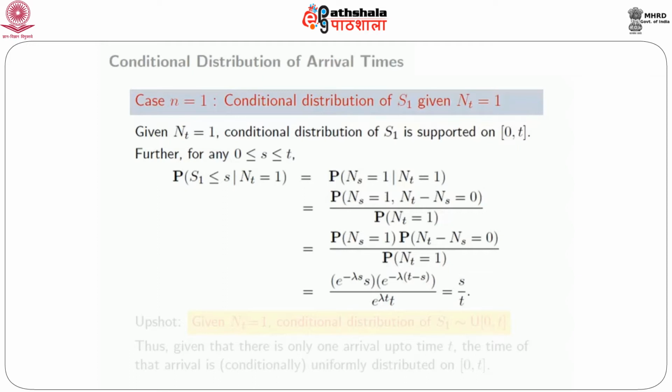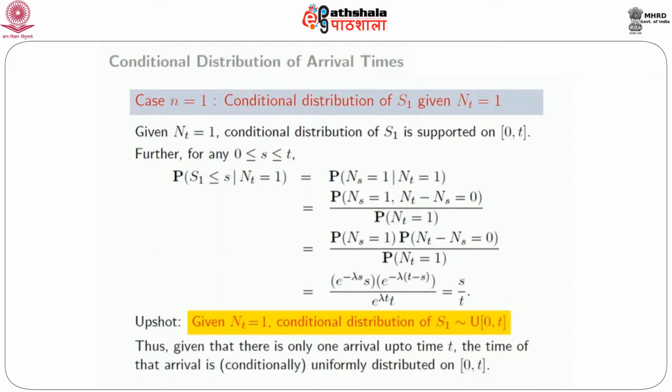So what's the upshot? What we have proved is, given N_t equal to 1, the conditional probability that S1 is less than or equal to s for any s less than or equal to t is given by s over t. So you can think of that as the conditional cumulative distribution function of S1 given N_t equal to 1, and that is s over t. Of course, that tells you that it is the cumulative distribution function of the uniform distribution on 0 to t, which therefore means that given N_t equal to 1, the conditional distribution of S1 is uniform on 0 to t. So given that there is exactly one event up to time t, the time of that arrival is uniformly distributed on 0 to t.